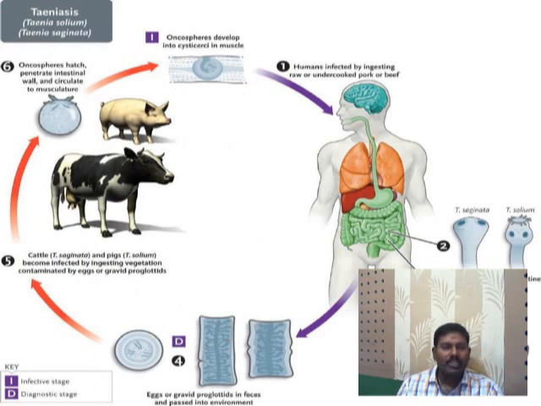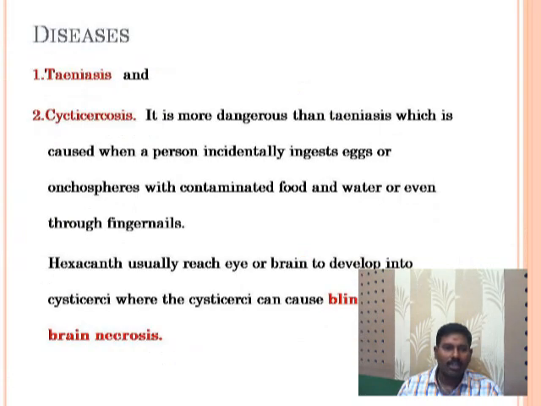Here in tapeworm, the primary host is either cattle for Taenia saginata, that is beef, and the next one is pig. And the intermediate or secondary host is humans. Now, what are all the diseases caused by tapeworm in humans? One is Taeniasis and the next one is cysticercosis.